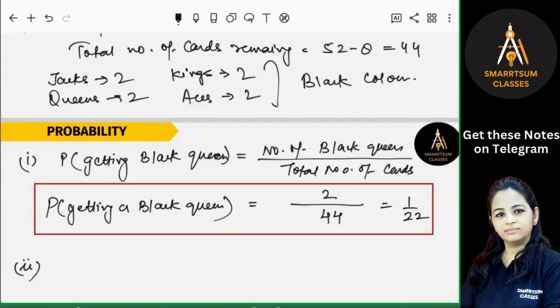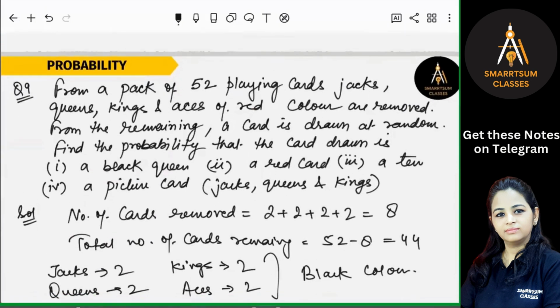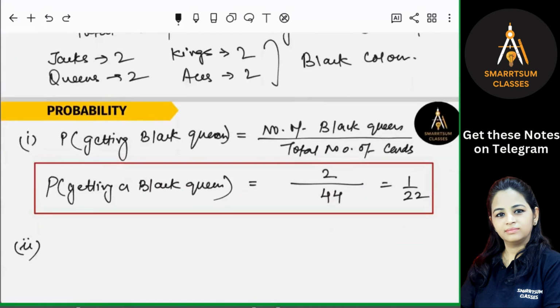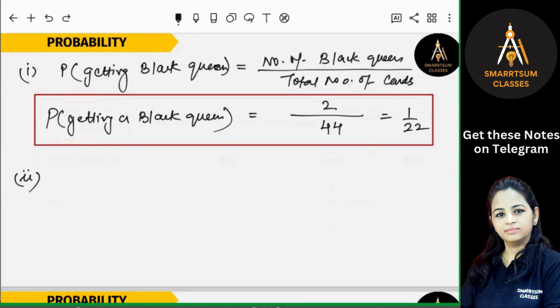Getting that? Now, in the second part, what we have to find? In the second part, we have to find the probability of getting a red card. We're not talking about face cards here. We are talking about a red card. So for this, we have to first find out how many red cards are remaining in those 44 cards, or how many total red cards are there in those 44 cards.